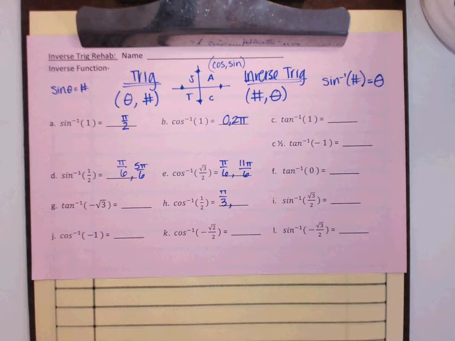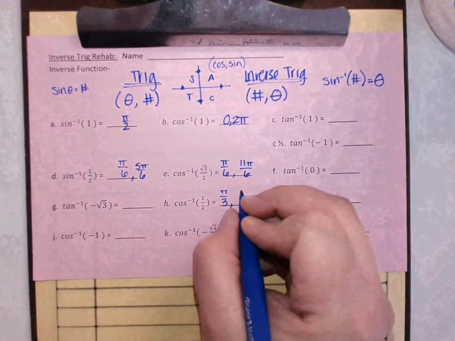Okay, this is a half. Where else is cosine positive? A, S, T, C, and C. So if this is 3 out of 3, what's double that? 6. 6 out of 3 minus 1 is 5 thirds. 5 pi thirds. You got this now. Okay, good. You'll get it. It's okay.